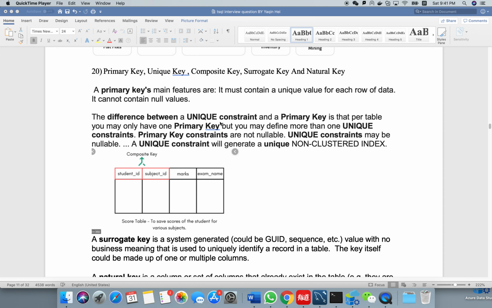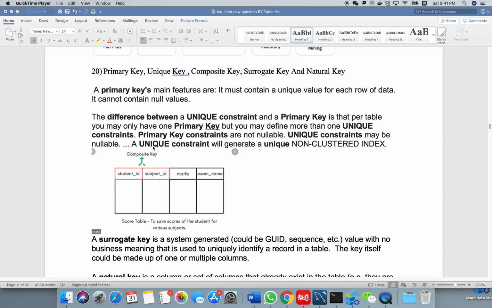Well, a unique key also ensures the uniqueness of every row, but the difference is a table can have more than one unique key and it can be null, but a unique key can have just one null.